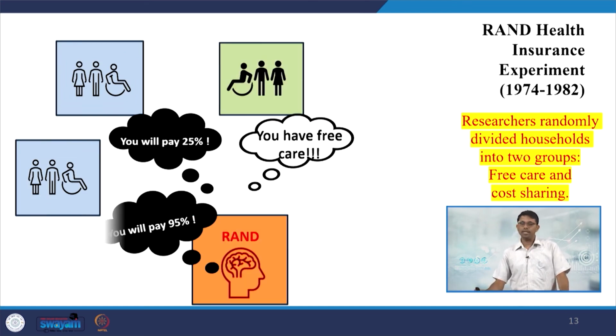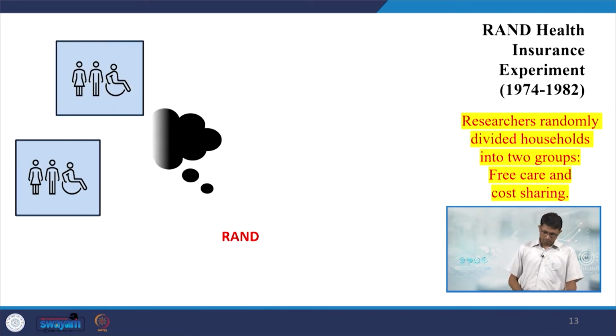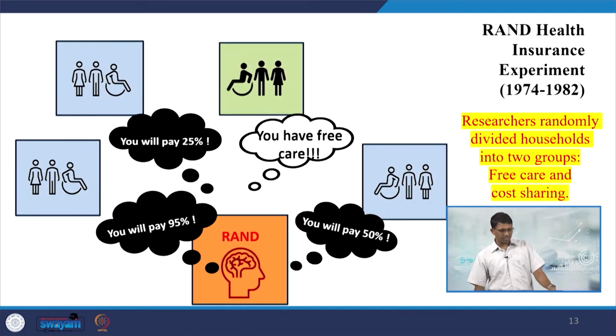Now, you just see what happened. This experiment is called RAND Health Insurance Experiment of 1974-82. Researchers randomly divided households into 2 groups, free care and cost sharing basis, broadly. These are mentioned here. So, just to check what is the difference. In cost sharing basis, as we have already cited earlier, you will pay 25% and 95%. And the third category as the control group is basically the free care type. Okay. And another category, earlier we used to discuss 25%, 95%. Now, another category they have added is if you are paying 50% of the payment. And fourth one is of course your free care. Okay.